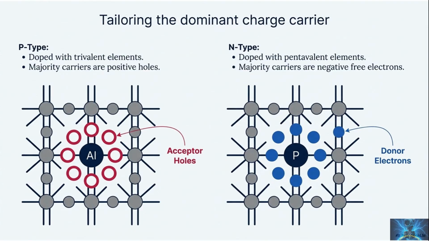That creates acceptor sites that leave behind extra holes, so holes become the majority carriers. N-type material is made by doping silicon with pentavalent elements. That creates donor sites that contribute extra free electrons, so electrons become the majority carriers. The key idea is that doping lets us choose whether holes dominate or electrons dominate. That choice is the foundation for diodes, transistors, and basically everything modern.